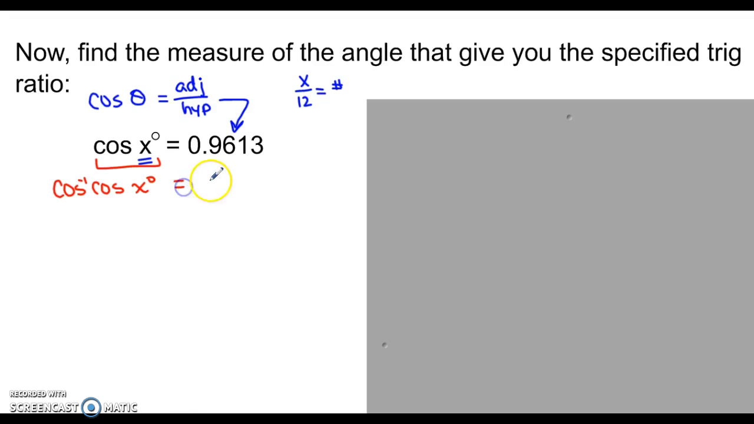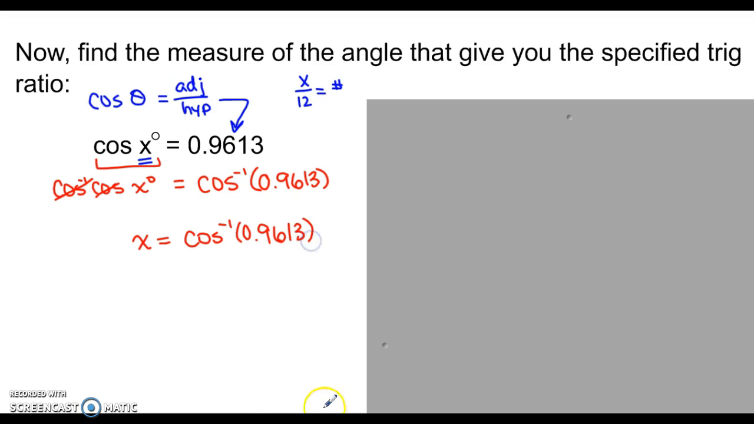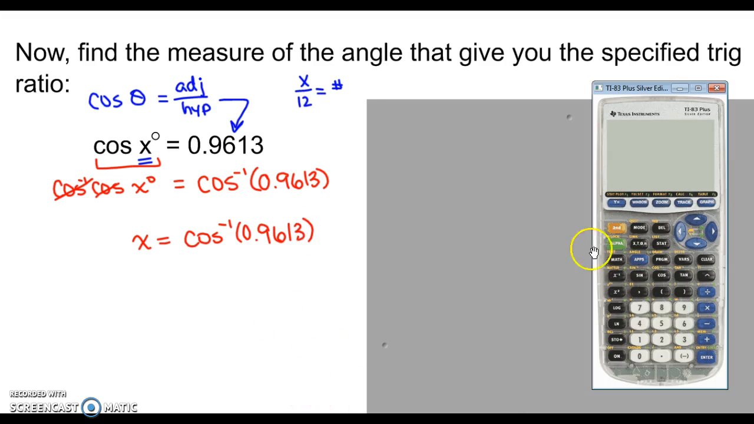So we're not dividing, we're taking the cosine inverse, and the cosine inverse will tell us what angle will have its adjacent over the hypotenuse always be 0.9613. Regardless how big it is, it's just looking at that ratio. So the cosine inverse and the cosine cross off. So we have x equals the cosine inverse of 0.9613.